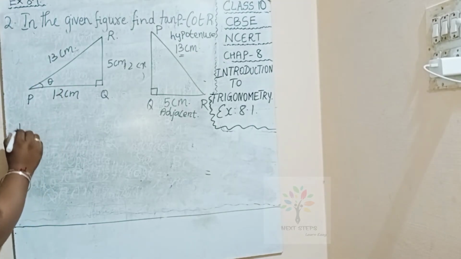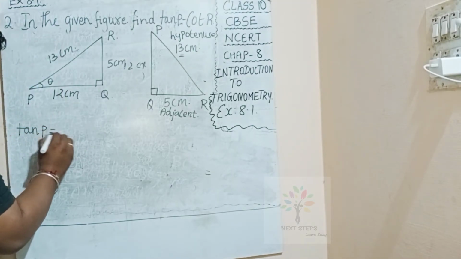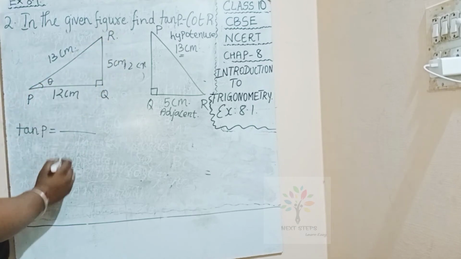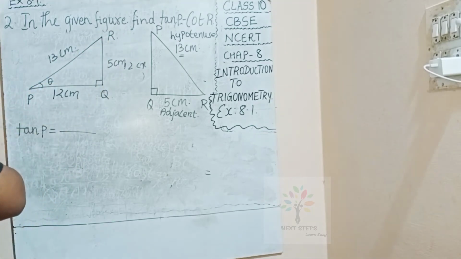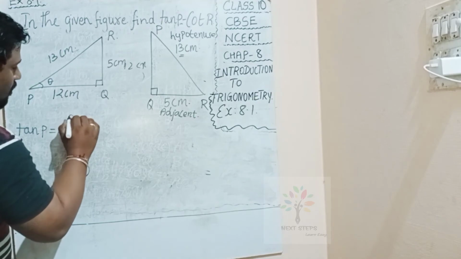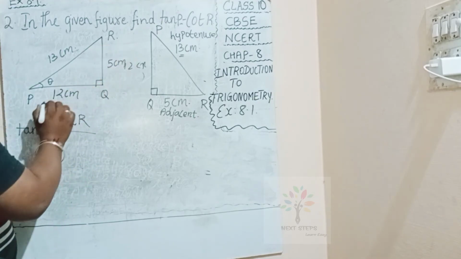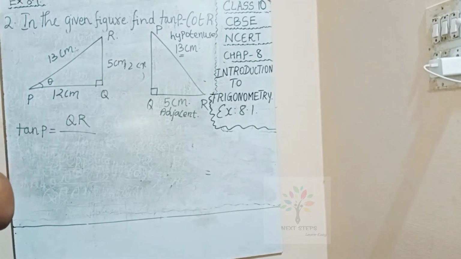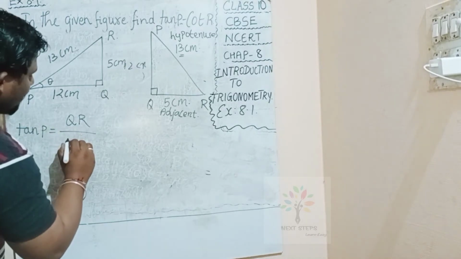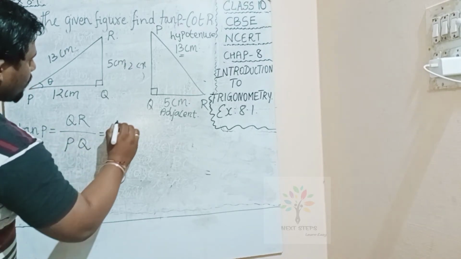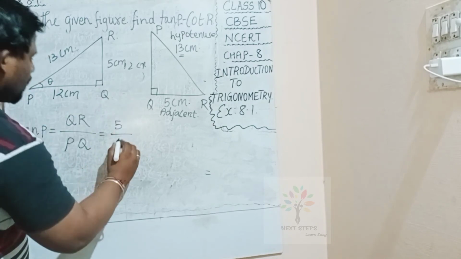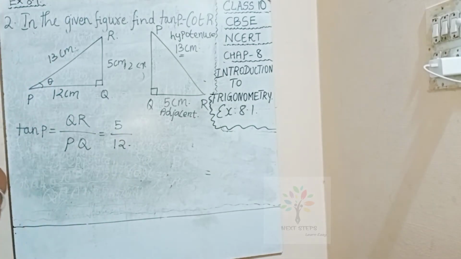So what is the formula for tan P? Tan P is equal to opposite side divided by adjacent side. What is my opposite side here? Your QR represents the opposite side, and your adjacent side is PQ. What is the value for PQ here? The value for QR is 5, and the value for PQ is 12. So tan P is equal to 5 divided by 12.